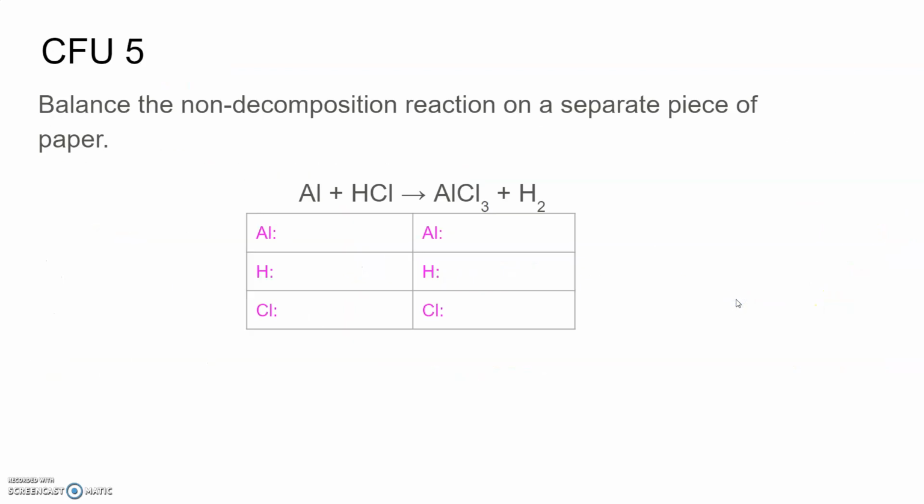All right. Next CFU. So again, we're practicing balancing equations here. We're going to balance a non-decomposition reaction, and you want to do this on a separate piece of paper. So I sort of helped you to just remind you what the setup should look like. You're going to tally out or count the number of atoms on both sides of the arrow, and then you'll change the coefficients until you have the same number of atoms on both sides. So pause the video now, and when you press play again, the answer will be revealed.